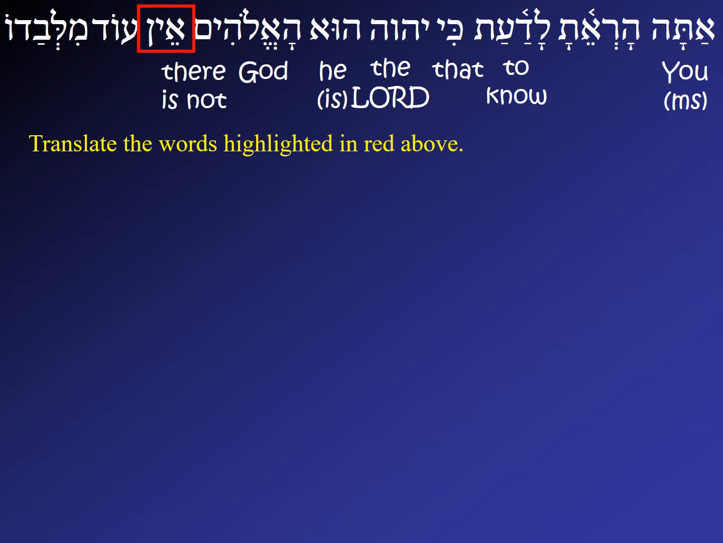Ein, this is our particle of negation. There is not, or there is no, or there is none. Ain't nothing there. Od means still, yet, or again. And we'll have to work on this word just a little bit in a minute.